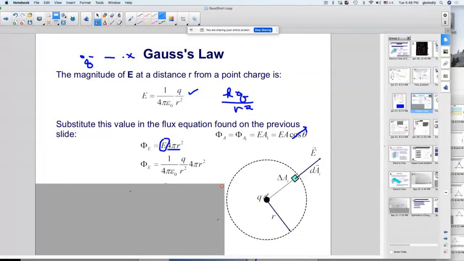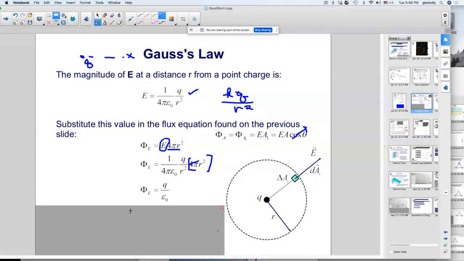That's E due to a point charge. We know that. We just did many problems like that. All we've got to do is multiply this by this. And look what happens. First of all, the pi's cancel here. Well, we can solve this: the flux is just Q over epsilon naught. This cancels off, the r's cancel off. So the flux through this surface is just Q divided by epsilon naught.